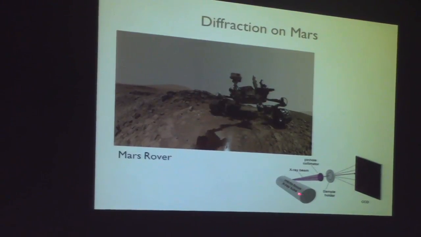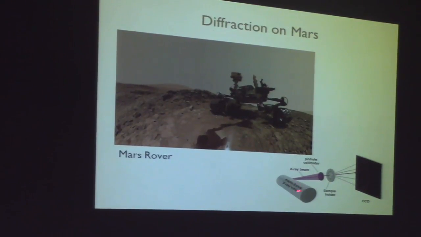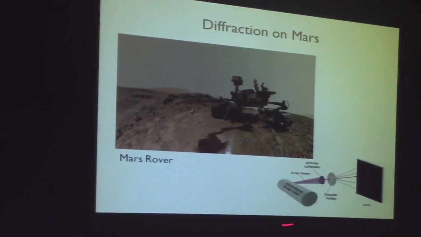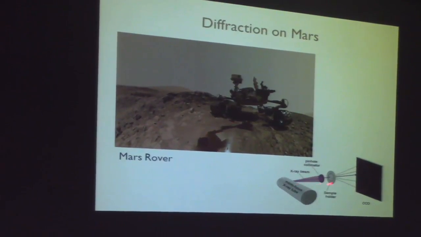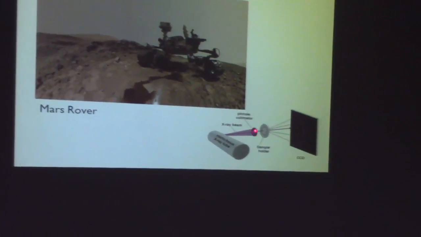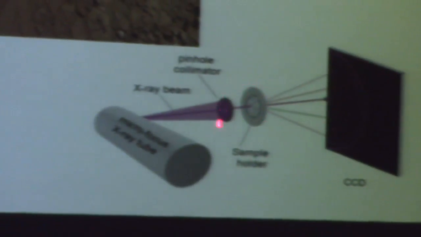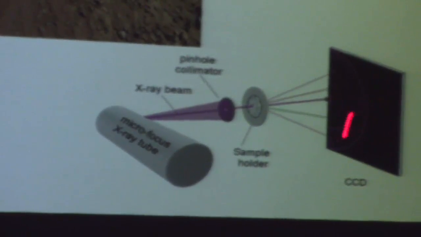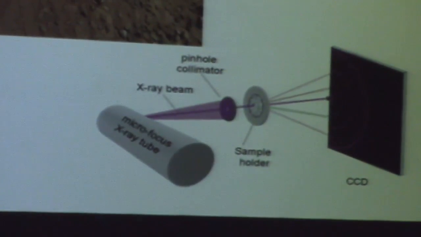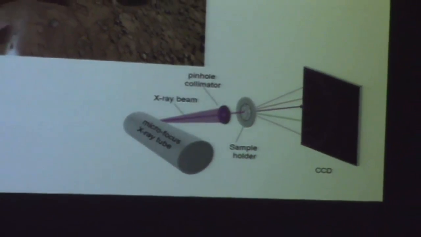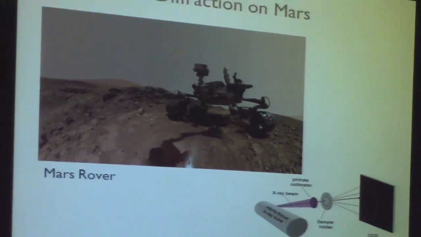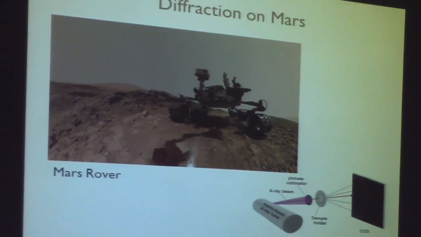It basically has a microfocus X-ray tube, and a very small power supply that can accelerate voltage and excite it. Then it has a pinhole collimator, a sample here, and a 2D area detector, and it beams the diffraction patterns all the way back to Earth. So it's actually an amazing piece of technology.